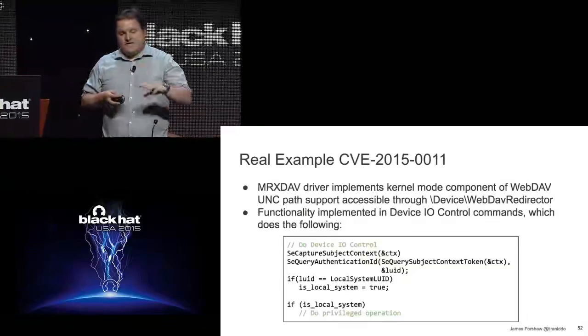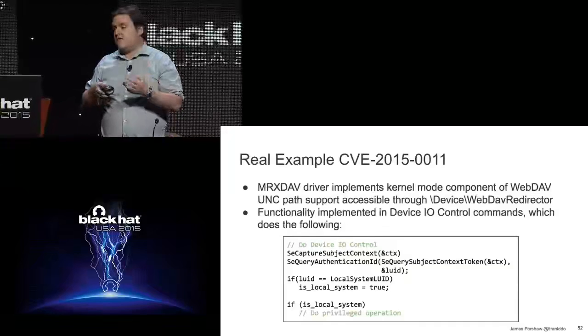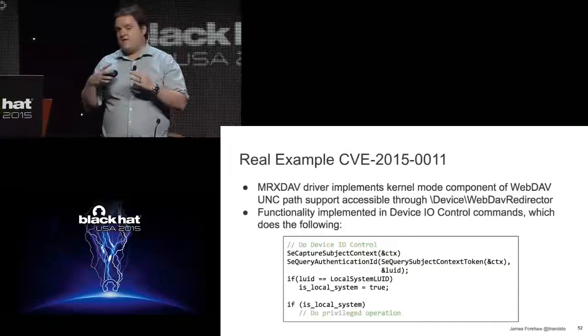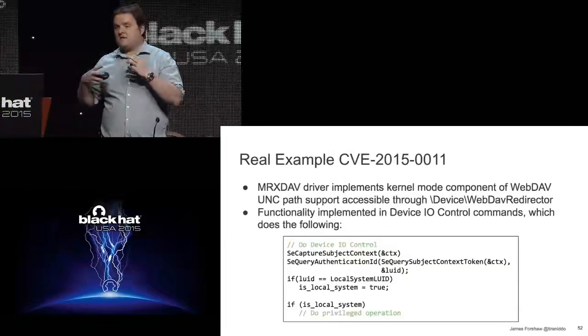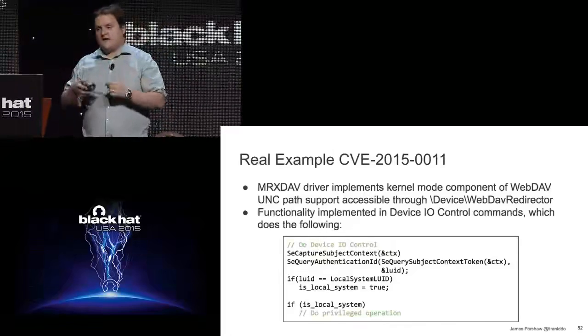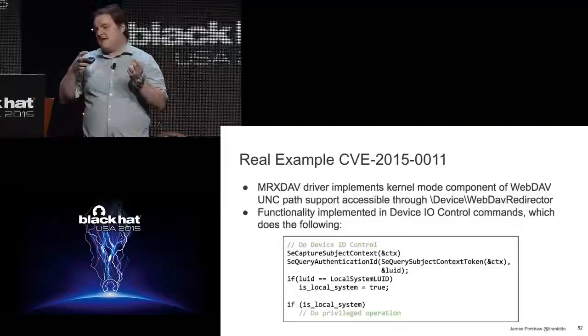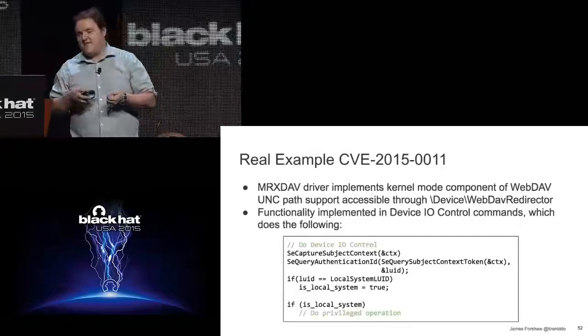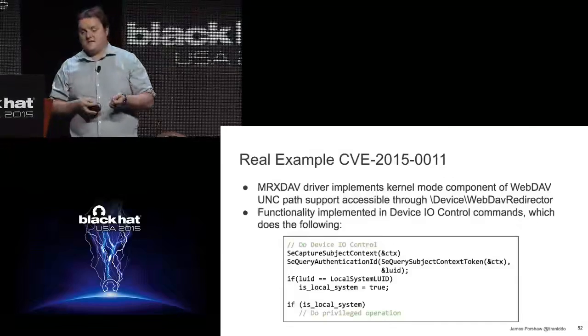So, yeah, because WebDAV is actually more implemented in user mode, the kernel mode component only acts as a bridge between UNC paths, UNC shares, and the user mode service, which is actually doing things like the web requests and things like that. So this is why you can abuse this and pretend to be the WebDAV service and get it to do things that the Windows kernel doesn't actually expect to be able to do.